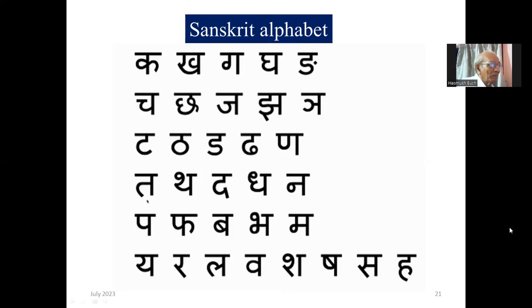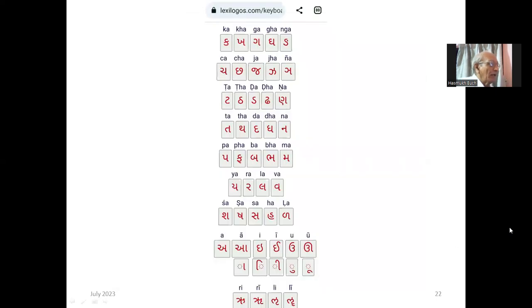And the Gujarati alphabet, for the seminar. Cha, chha, ja, jha, nya. Ka, kha, ga, gha, nga. Ta, tha, da, dha, na. Pa, pha, ba, bha, ma. Ya, ra, la, va. Then sha, sha, sa, ha, la. And then, of course, vowels are there.